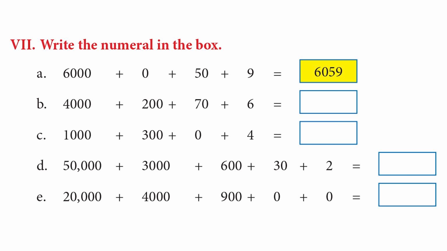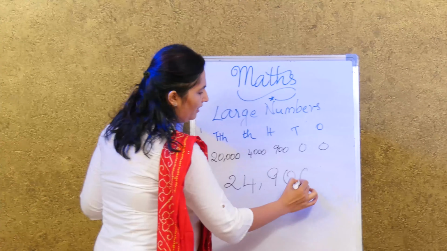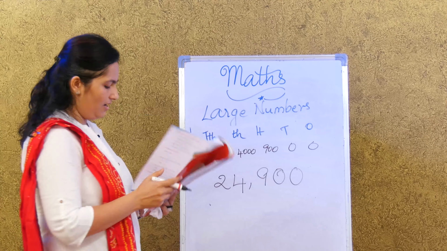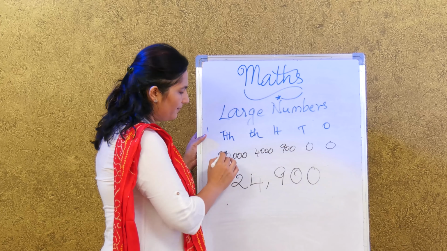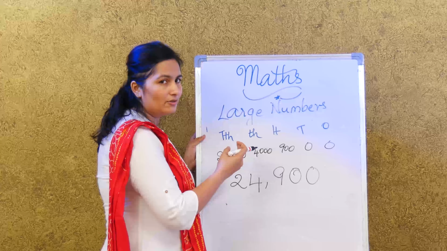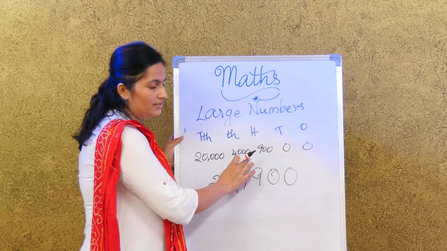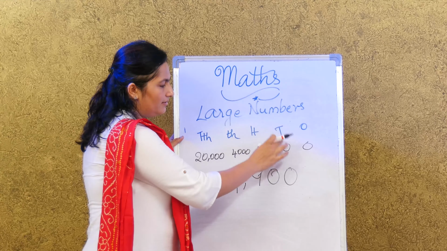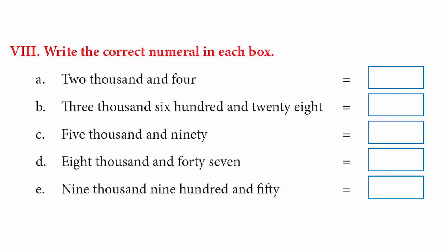The last one, because it's a 5-digit number, let's take a look at it. It will be 24,900. That will be your answer. Okay, so it's easy if you just remember here everything is 10,000, that is 20,000, 4,000, 900, tens are zeros. So then the zeros come here as well. Okay, so moving on, let's go to page number 62.